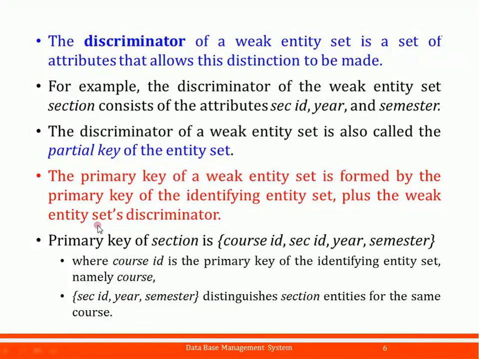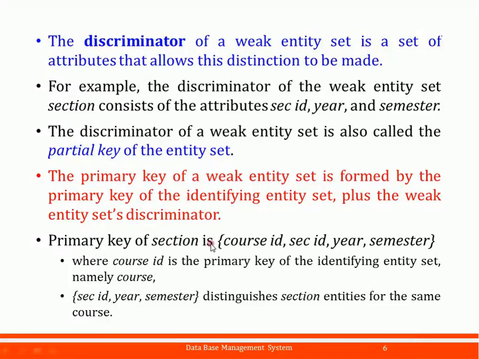So we have the weak entity discriminator, a set of attributes that cannot form the total key, which is the partial key of that entity set. Together with that, we'll combine the primary key of the strong entity set. So this forms the primary key of the weak entity set. As a whole, the discriminator cannot form the primary key on its own, so it has to be combined with the primary key of the owner entity set.